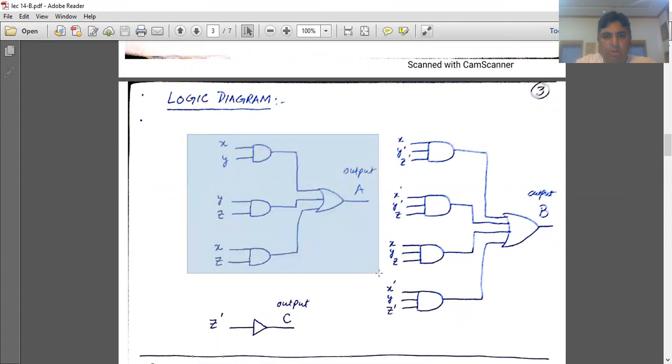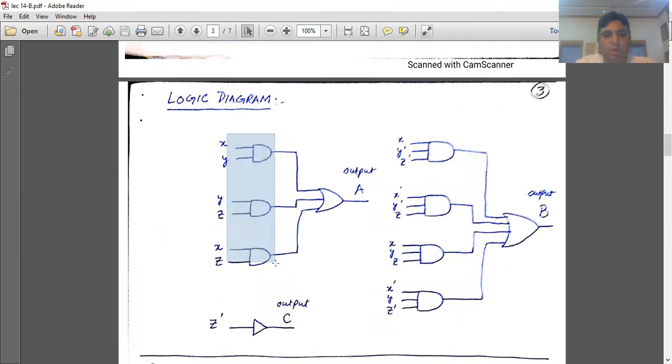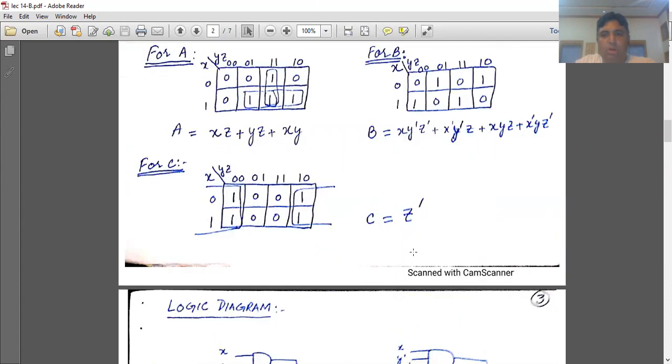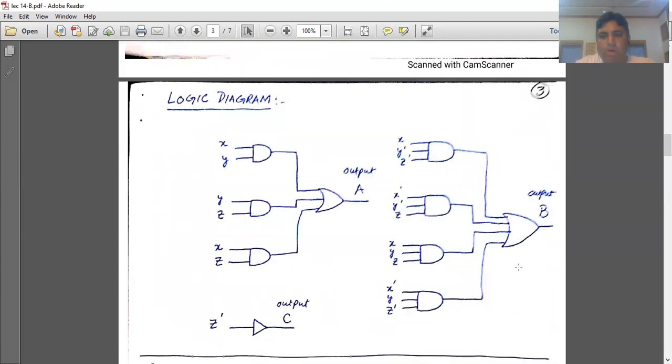This is the logic diagram of A, which is the implementation of this equation xz, yz, and xy: 3 AND gates and 1 OR gate. Then in B, we have 4 AND gates. We have 1, 2, 3, and 4 AND gates and 1 OR gate.